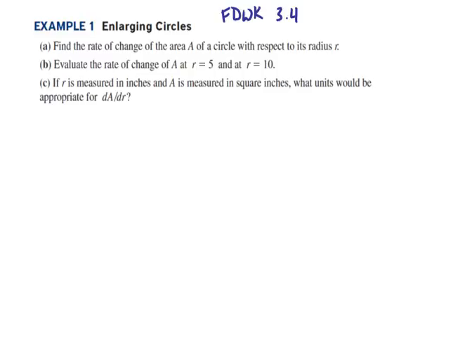In this video I want to talk about example 1 from the FDWK book, chapter 3, section 4. What we have in this problem is an enlarging circle, and we want to find the rate of change of the area of the circle with respect to its radius. Maybe the easiest way to do this would be to look at a table. If we had a picture to look at, it would also be very explanatory.